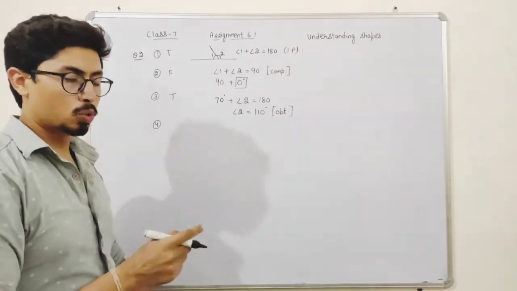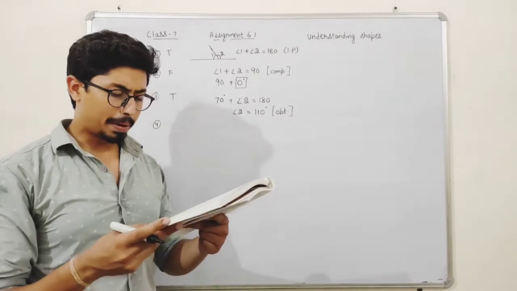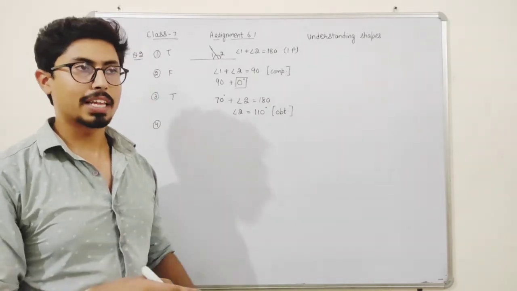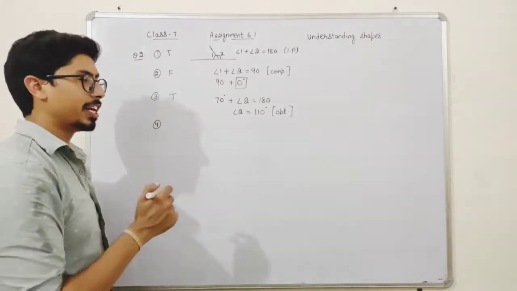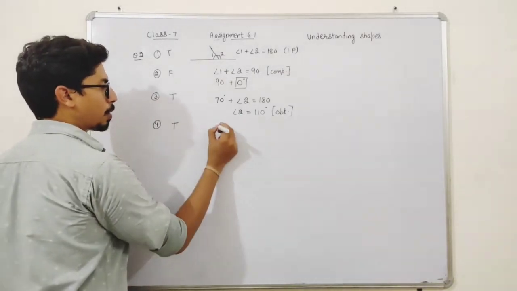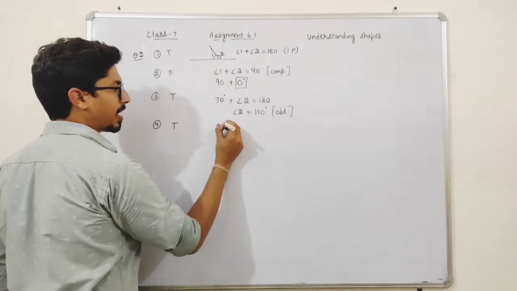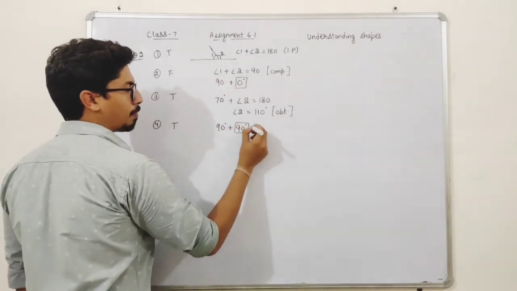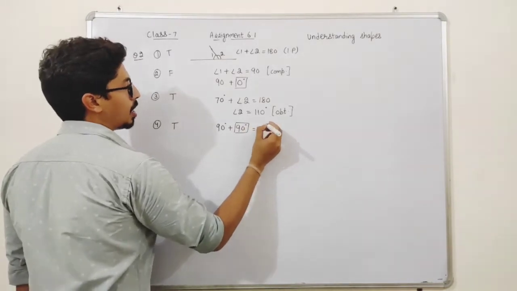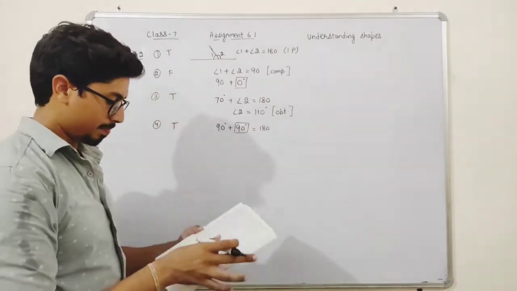So the fourth part, students: the supplement of a right angle is a right angle. Yes, students, this is true. Because supplementary angles are those angles whose sum is 180 degree. This statement is true because if I take the first as 90 degree, then another will be 90 degree, because the sum of these two will be 180 degree. Yes, so the statement is true.